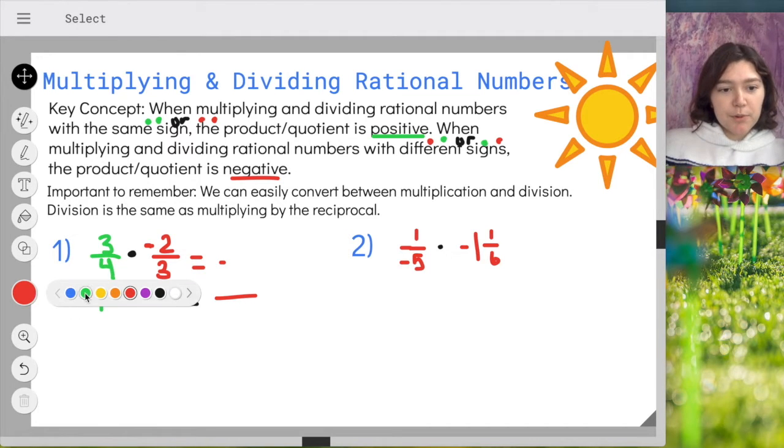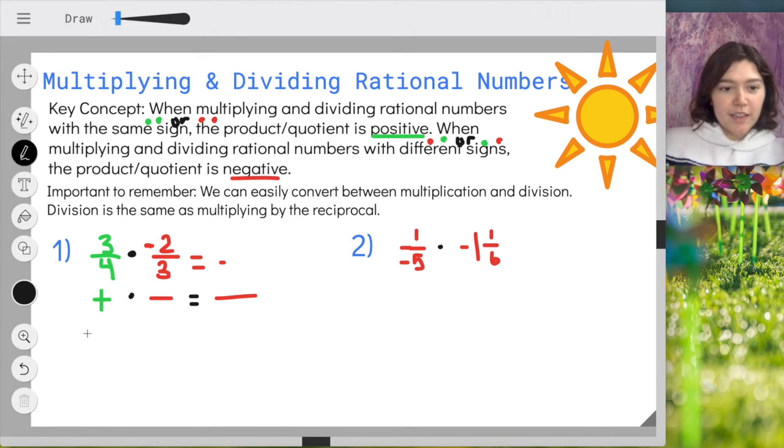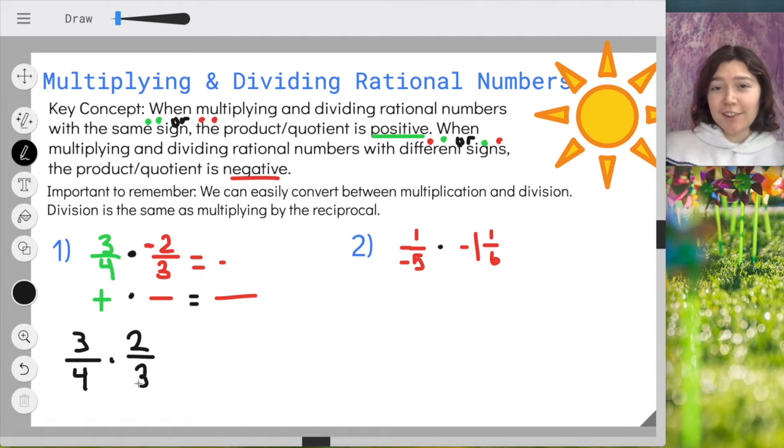At that point we can ignore the signs, think about the absolute value, and we need to do 3/4 times 2/3. How we do this, multiplying fractions, is actually pretty easy. It's the easiest thing to do with fractions. You're just multiplying straight across. So you multiply the numerators and you multiply the denominators. And then you might have to reduce the fractions.